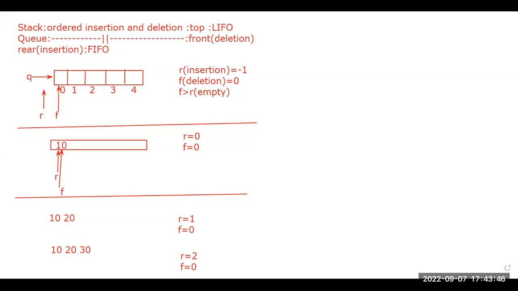Okay, so next, now I have inserted one more element here, that is 30. Next, assume that I want to insert one more element. Then 10 is already there, 20, 30, 40. If I insert, what will be the value of R and F? Am I right? Okay. Assume that one more element I want to insert. Now what will be the value of R and F?